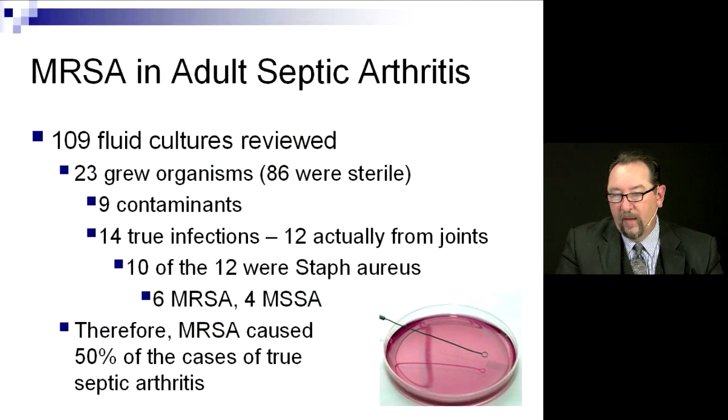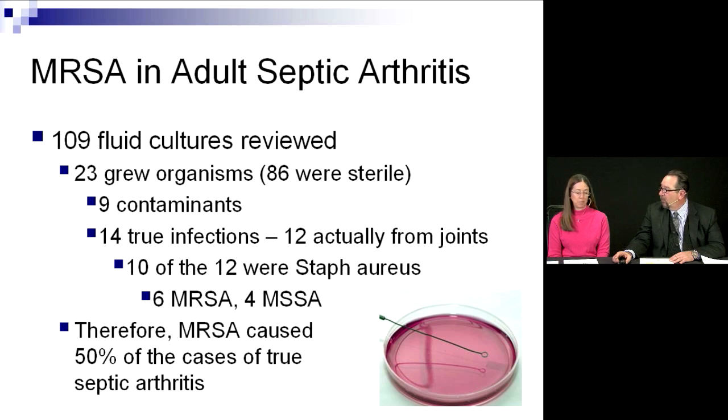So 109 fluid cultures were reviewed. 23 grew organisms. That means a lot of them were sterile, which we know is often the case. You'd expect it to be. 9 were contaminants, that leaves 14 real infections, of which 12 were from joints. And 10 of those 12 were staph, so some were salmonella, maybe in a sickler, or things like that. So 10 were staph, and of those 10 that were staph, 6 were MRSA. Hello, we're there. So MRSA has moved into the joint, which is not surprising. Any habitat that's good for MSSA has so far proven to be pretty good for MRSA. So this means that MRSA caused about 50% of the cases of septic arthritis among those that were truly in the joint.